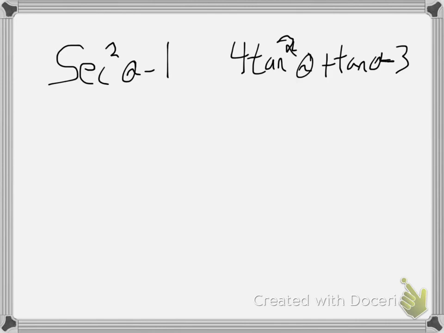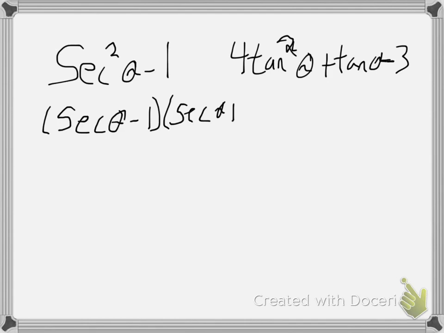All right, so let's look at this one. We have secant squared of theta minus 1. So secant squared minus 1, that is a perfect square. So what can we do? We can say secant of theta minus 1 times secant of theta plus 1. And that one's factored.